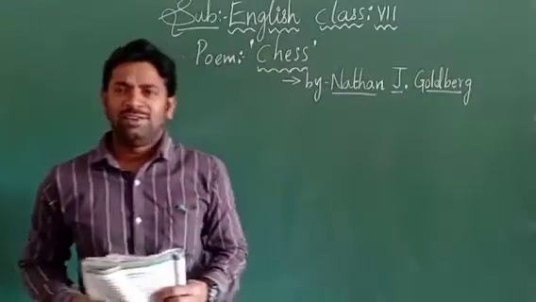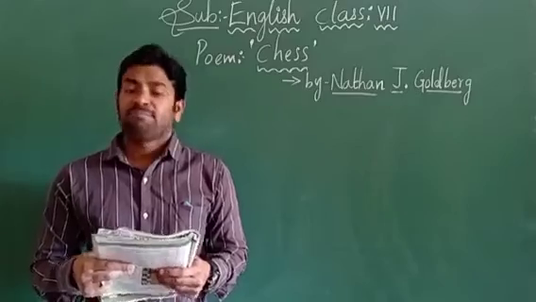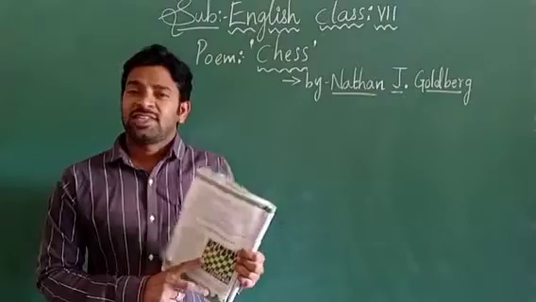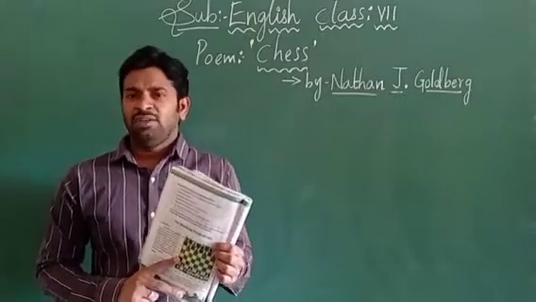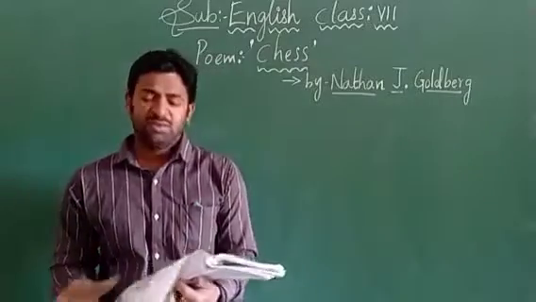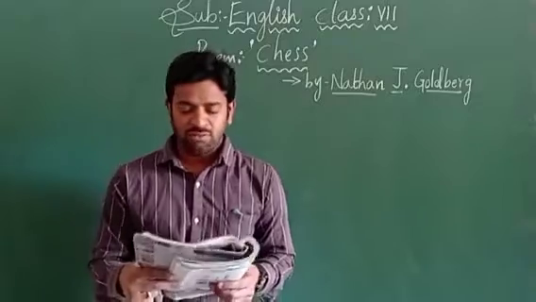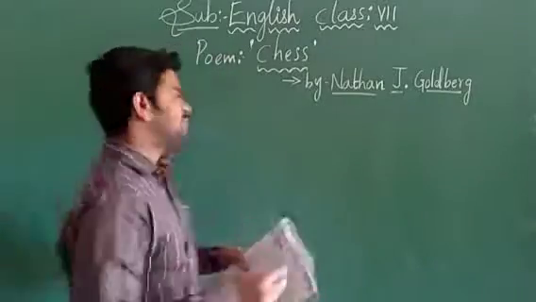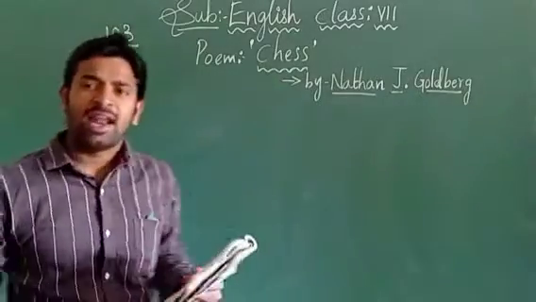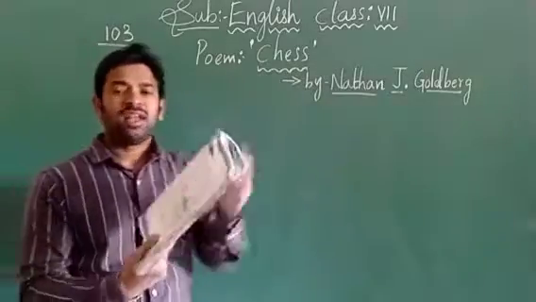Most of the children don't know the names of the pieces or the chessmen. There are 16 chessmen or pieces. So what are those, children? If you don't know the names for which coin, you can refer to page number 103 of your English textbook and see this diagram.